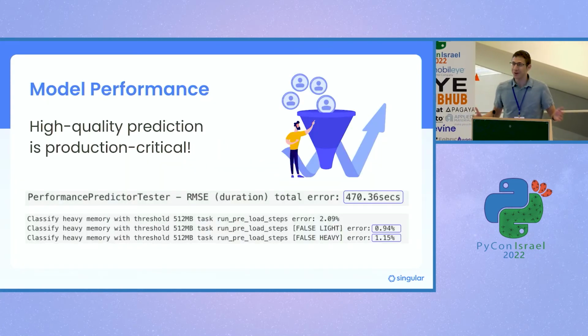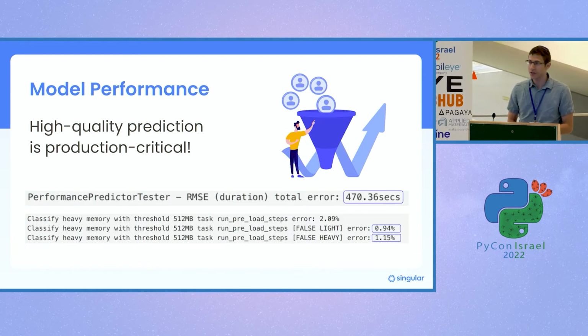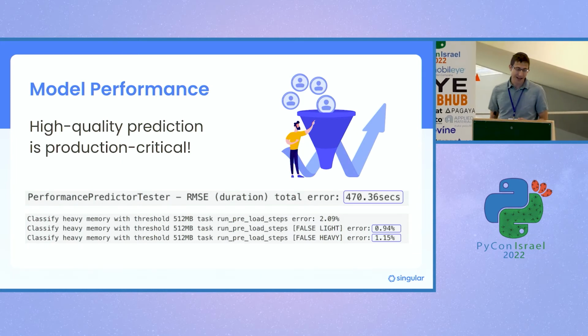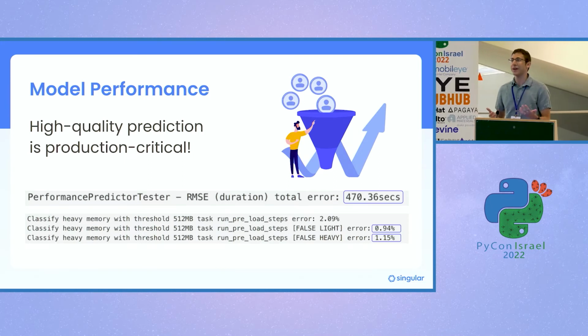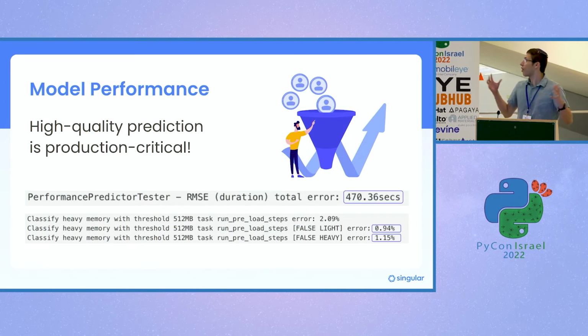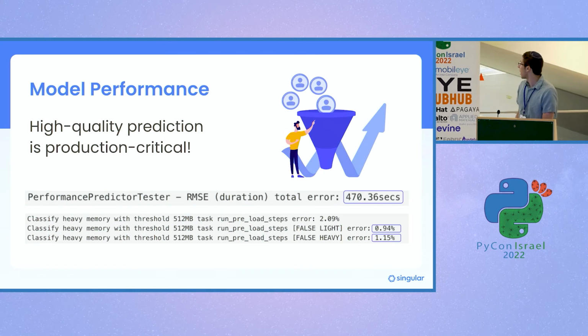So the most important thing when we productionalized our model was the fact that the model performance had to be high quality and consistent. Since in the case where we have, for instance, a heavy task that we classified into a light task queue because of some kind of incorrect prediction, then all the machine learning in the world wouldn't help that, right? We're back at square one. We've done nothing. So it's really important that we classify things correctly.